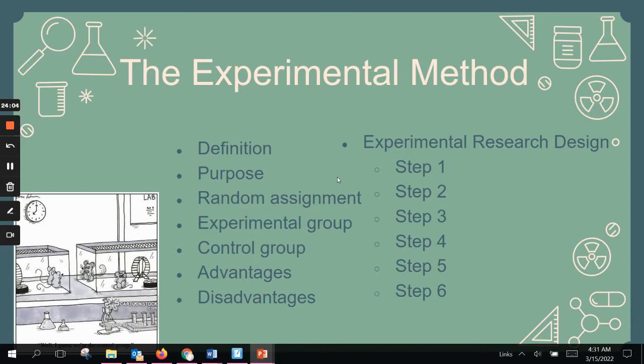Step three, I'm going to determine who goes in the experimental group and control group. Again, this is going to be randomly assigned. So I might take their names, assign them a number, and then I'm going to pull their numbers out of a hat.